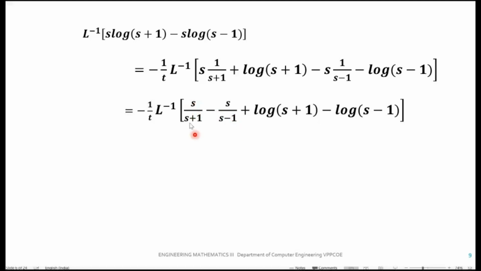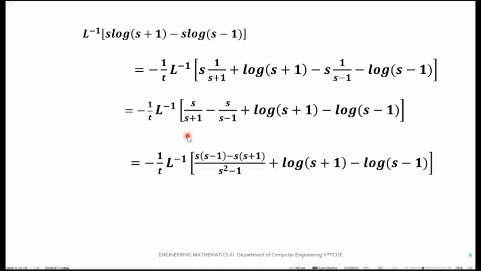Now we are not having any formula for s upon s plus 1. For L inverse we know, if it is 1 upon s plus 1 or 1 upon s minus 1, we can write L inverse directly. But here it is s upon s plus 1, so we cannot calculate. What will we do? We will combine these two terms. I will cross multiply this, because you are having s in the numerator, it has to be s square plus a square or s square minus a square in the denominator. So I am cross multiplying that.